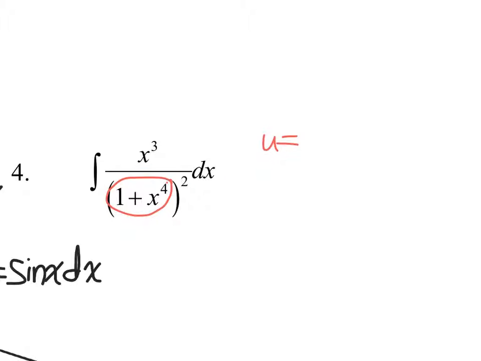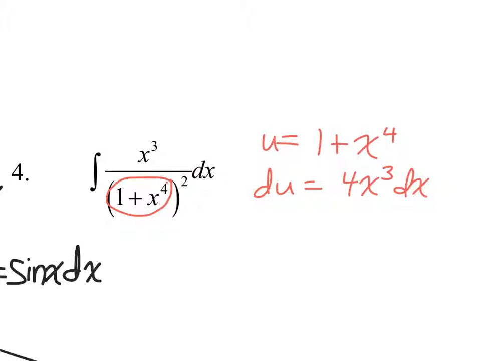So u equals 1 plus x to the 4th. And I'm going to differentiate that. All right, so I'll take the derivative. du is equal to 4x cubed dx. That was that little shortcut where I said, instead of writing du/dx, just multiply both sides by dx, why not just put the dx on the right to begin with? So put it in differential form.